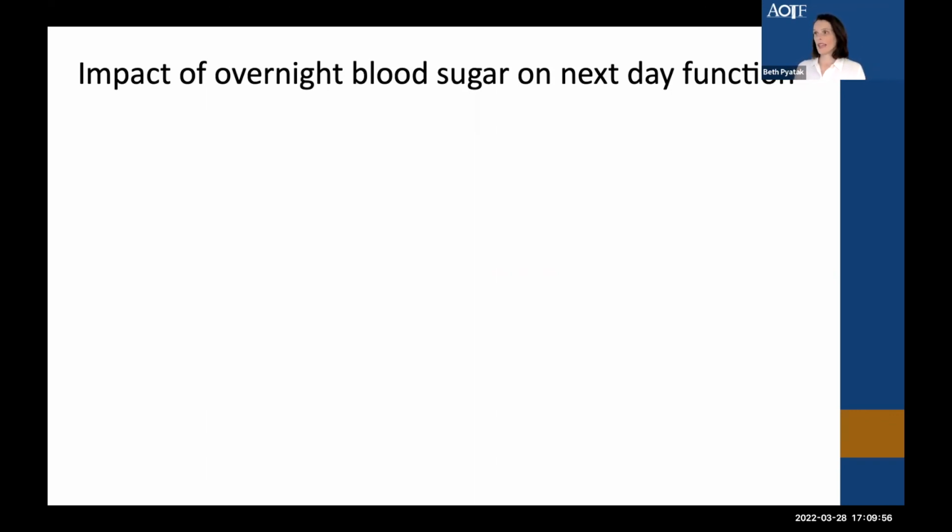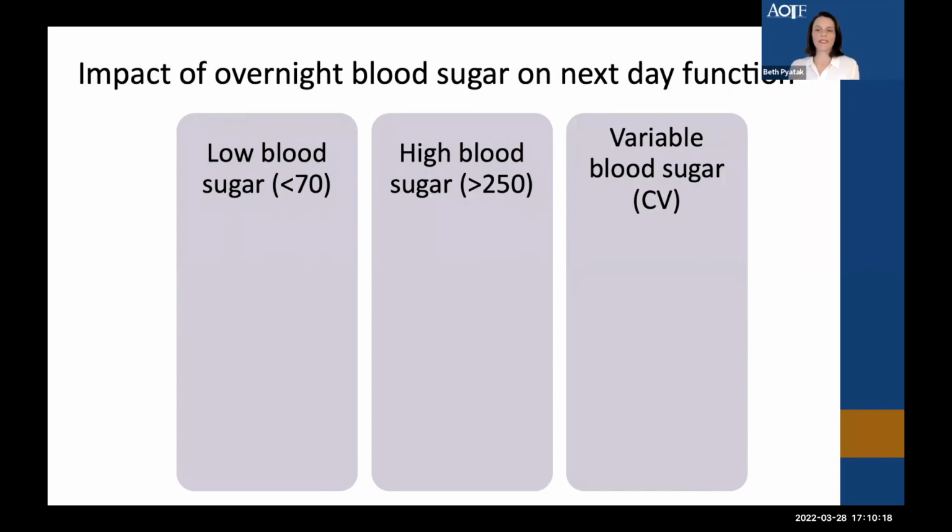But we looked at how blood sugars overnight while someone was sleeping affected their function the next day. So for that, we looked at physical activity, how much they were moving. We looked at their cognitive tasks, and we looked at their self-reported activity engagement, fatigue, and pain. So here is what we found, and we looked at it for 3 variables. If they had low blood sugar overnight, below 70, if they had high blood sugar over 250, and if they had more or less variable blood sugar.